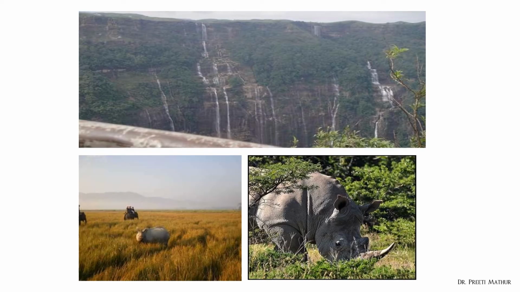Now here you can see 3 pictures clearly. In the upper picture there are nice waterfalls, and in the other 2 pictures there are hippos present. Here there is long grass present, and here a hippo is eating the green vegetation of the region.